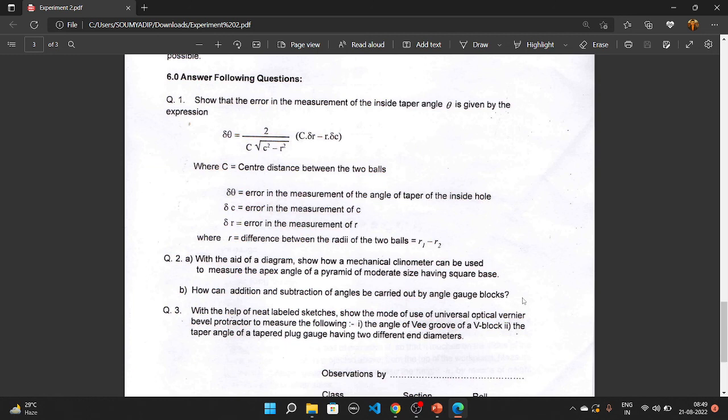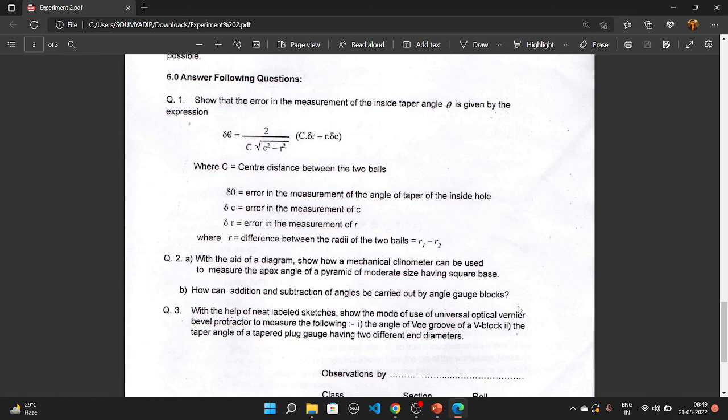Then question number 3 is the optical vernier bevel protractor. We have used protractors from childhood. Protractor means some kind of graduated circular scale will be there. So how does the bevel protractor look? One blade is there, and the scale is there, and the two parts are flexible. You can directly maneuver the instrument and, looking at the round scale, find the V groove angle, the V block angle.